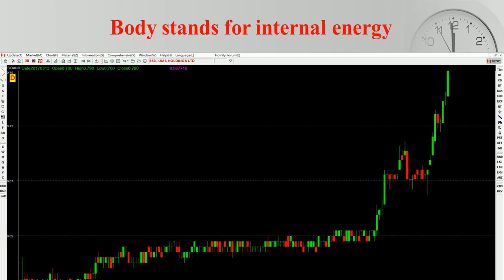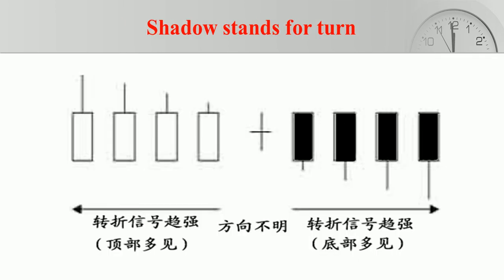This is the body, right? So this is the candlestick. Then we can see the shadow. The shadow stands for the tension. If you see a long upward shadow, you should know the resistance is high, the pressure, okay? If you see the downward shadow is long, which means the support is strong. So this one always appears at the top, and this one appears at the bottom. Okay, so you should know that. This is the shadow.